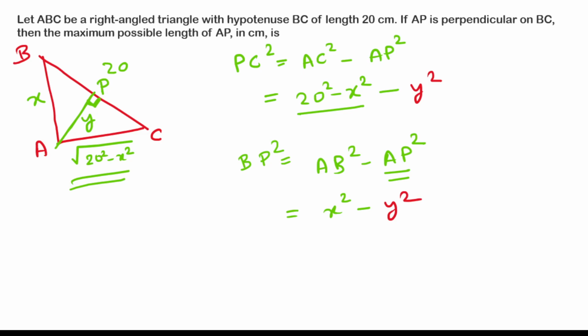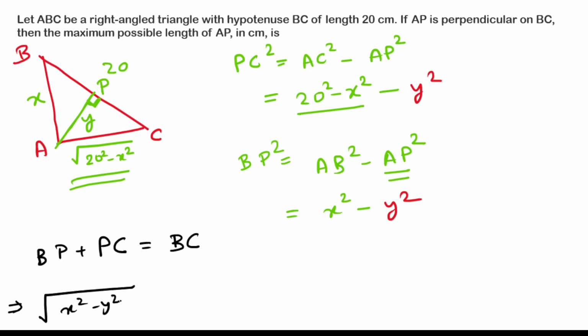what equation we can form. First of all, the equation that we can form is BP plus PC equals BC, right? That is the equation that we can form. Simply we can write under root x square minus y square plus under root 20 square minus x square minus y square. This should be equal to 20, right?